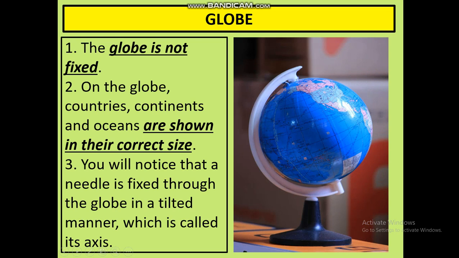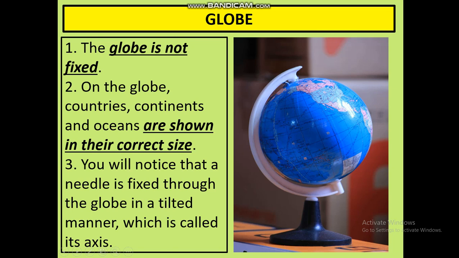And the globe is not fixed. Fixed means it is not fixed on this position. One can rotate it. Next, on the globe, countries, continents and oceans are shown in their correct size. As you can see, this is North America, this is South America. So you can see the exact size of the oceans and the countries the way they are on the real earth.